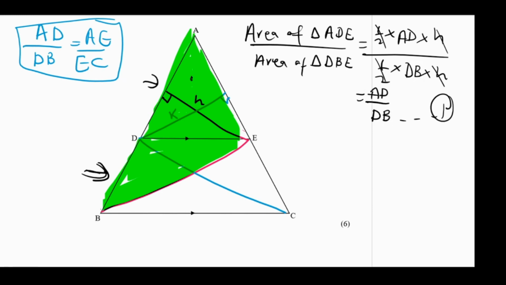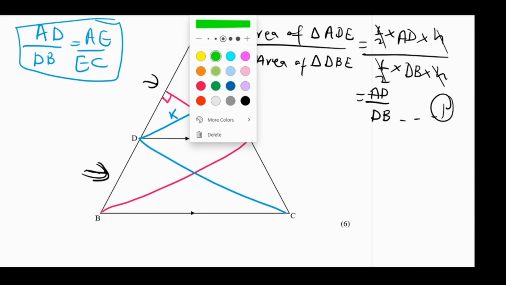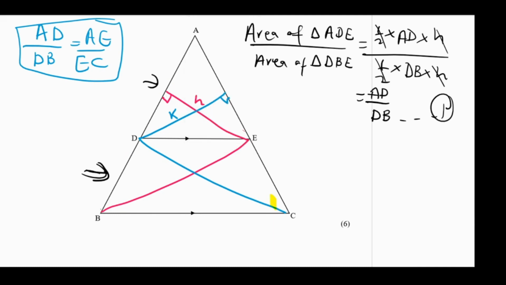So now let's do the second part. What we're going to do is look at the blue line now. So we're going to find the areas of this section here and this section here, basically. So let me just cover everything in this top triangle because the base is AE.